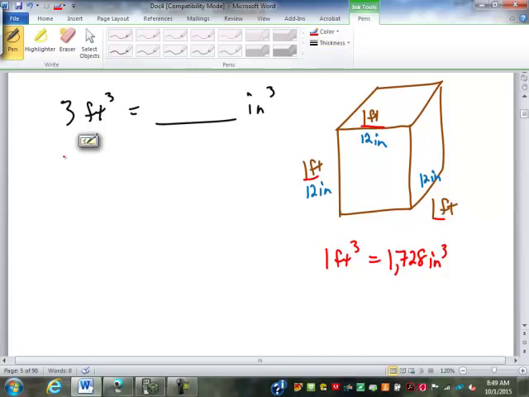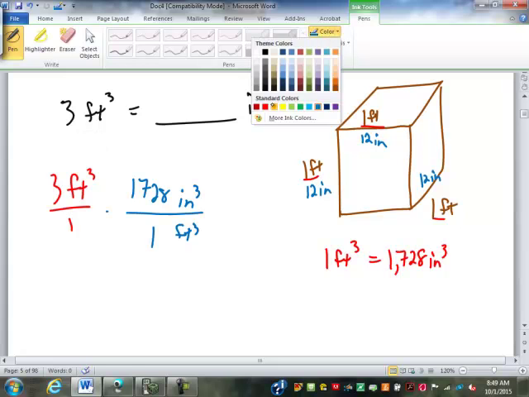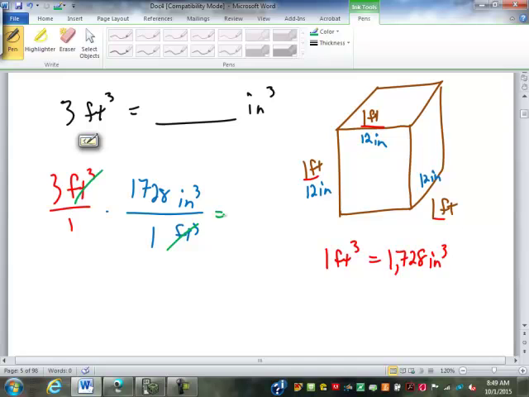So anyway, this is going to be 3 cubic feet over 1. Cubic feet on bottom, so that's 1 cubic foot is 1,728 cubic inches. Cubic feet cancel out. 3 times 1,728 is 5,184. So 3 cubic feet is 5,184 cubic inches. Any questions?